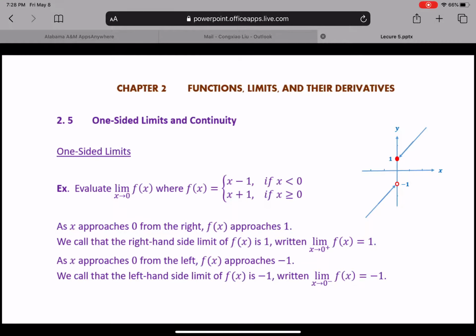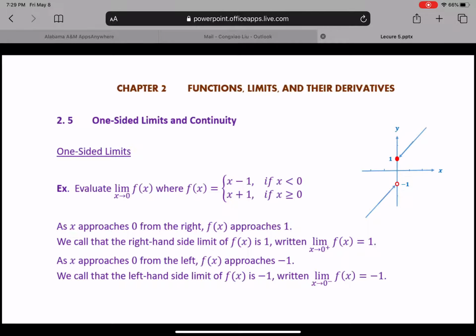Hello, everyone. Today we're going to continue the discussion of a limit. We're going to discuss one-sided limits and continuity in 2.5. As we discussed before, limit is the value a function approaches when x approaches a.